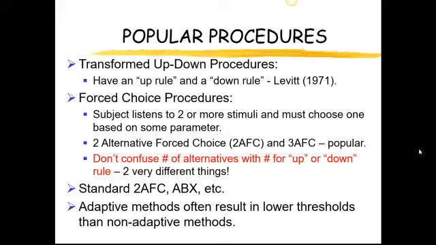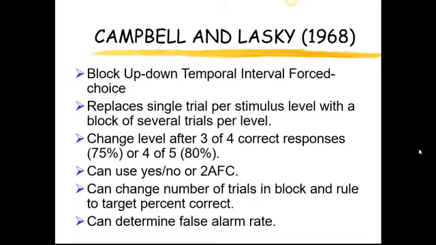And then adaptive measures will often result in lower thresholds than non-adaptive measures, just because they're more efficient and they get to the threshold more quickly. The participant or subject doesn't get tired as often or as quickly, and they don't require as many trials. So Campbell and Lasky have a paper that was published in 1968.